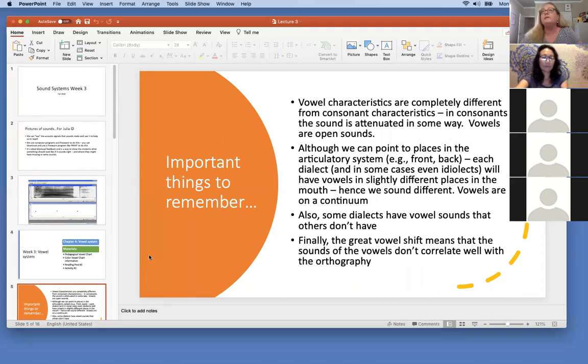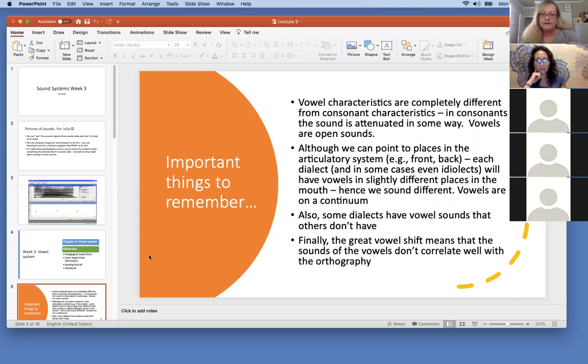Vowels are completely different from consonants, right? And I'm sure you know this from 555. But the big difference is consonants are attenuated in some way. So in some way, you're either fully stopping or partially stopping your articulators. So in the case of something like b, you're fully stopping your articulators, right? Because you're putting your lips together and stopping everything and then blowing it out. So that's b. Okay, in a sound like t or d, you're partially blocking your articulators because your tongue's coming up and hitting the roof of your mouth.